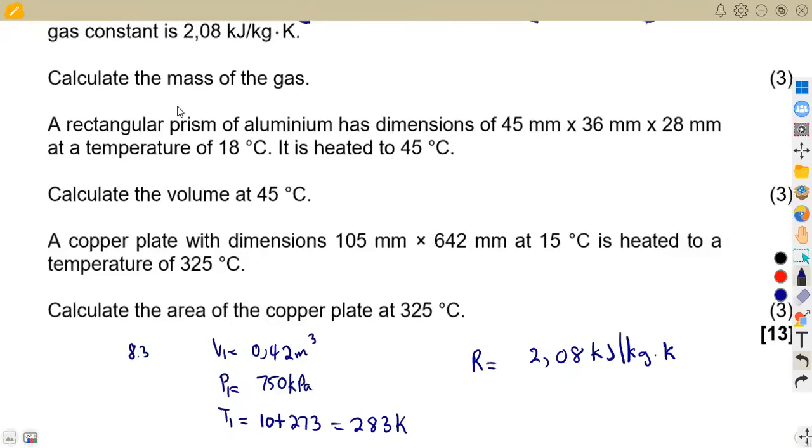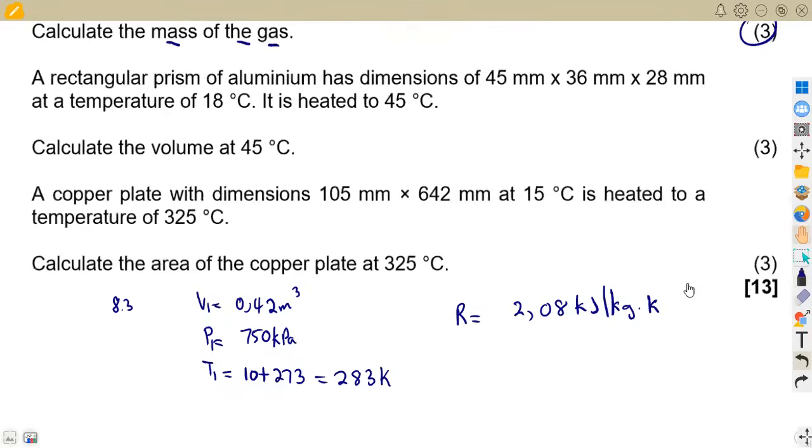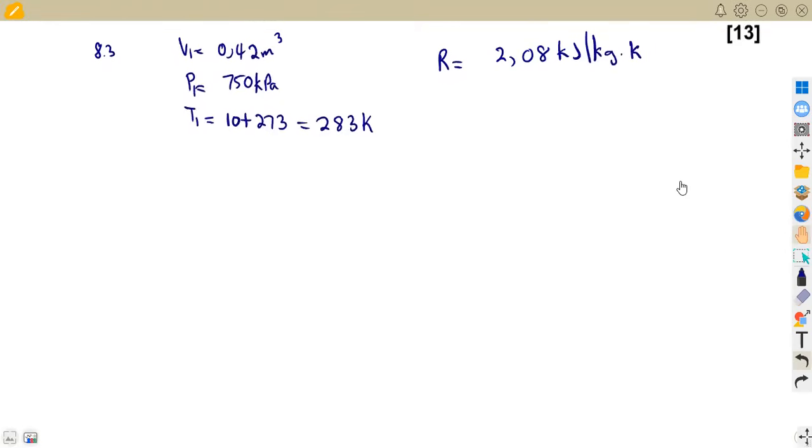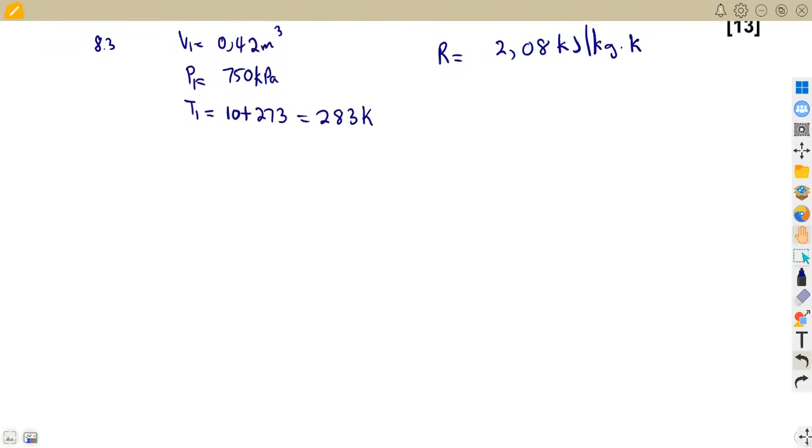All right. Then our question is to calculate the mass of the gas, which is 3 marks. With this information that we have, I want you to see, guys, we cannot relate the part of P1, V1, that part that we had, because we do not have conditions of the second part of the gas, what happened later on. We are just given initial values.